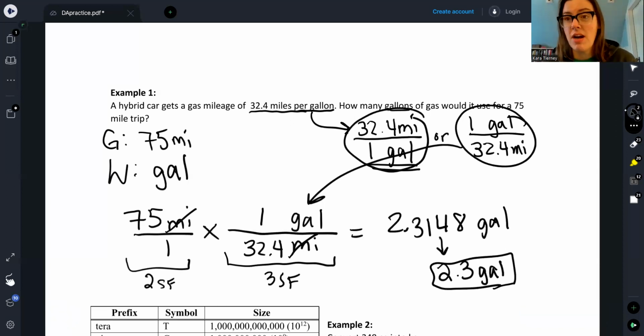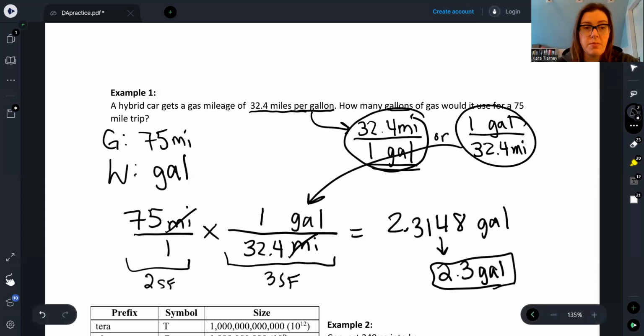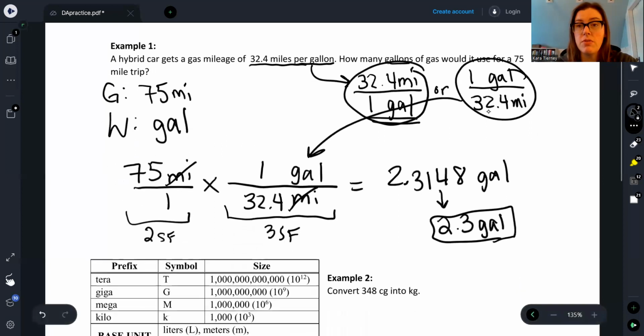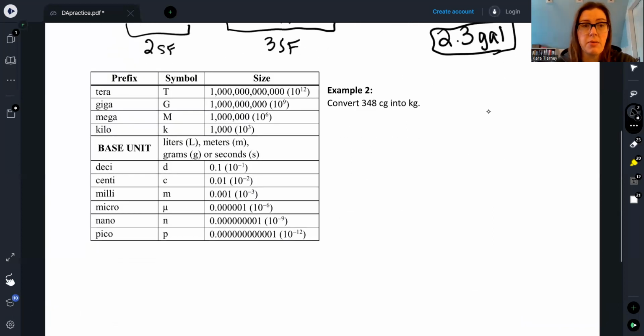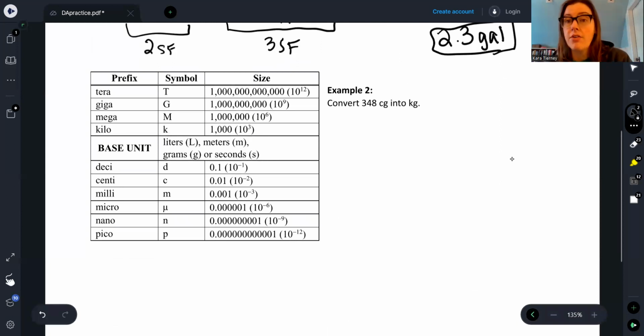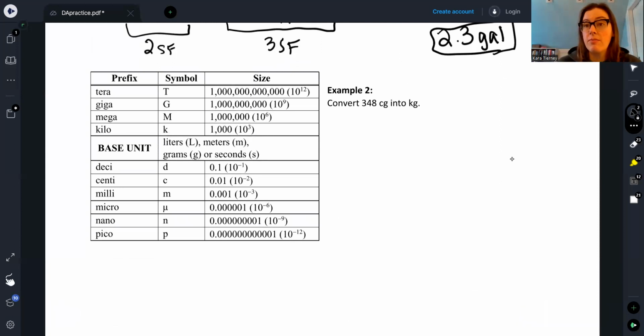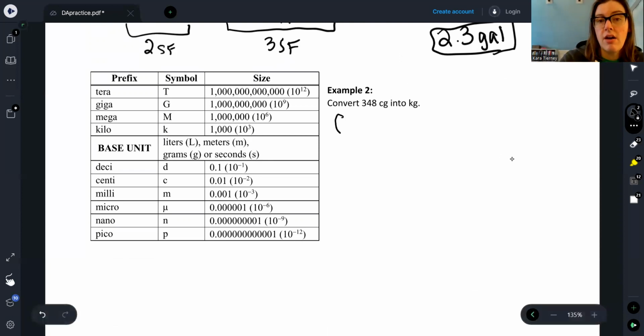Okay, now let's look at a more complex one. This one, we're going to use the prefix chart so we can practice using our prefixes a little bit. We're asked to convert 348 centigrams into kilograms. This problem is pretty straightforward in knowing where I'm starting and where I'm ending. Our given is 348 centigrams.